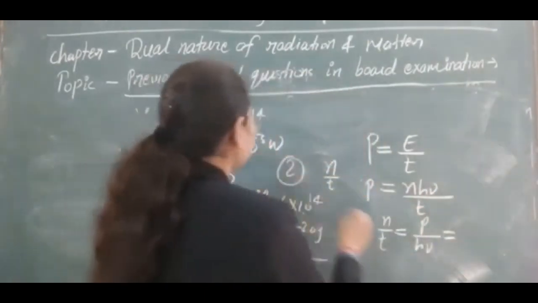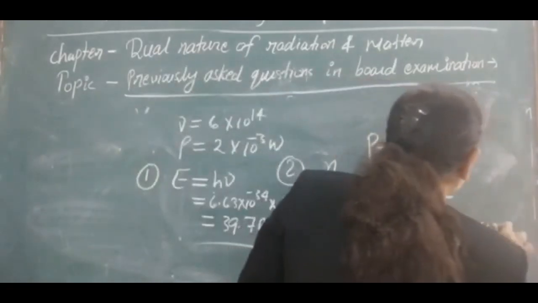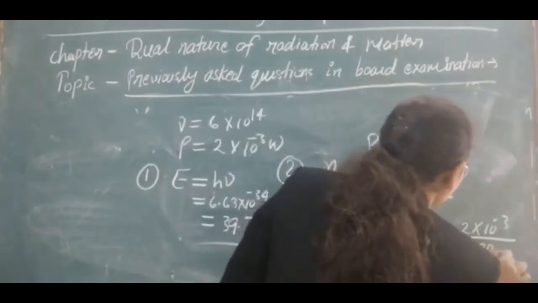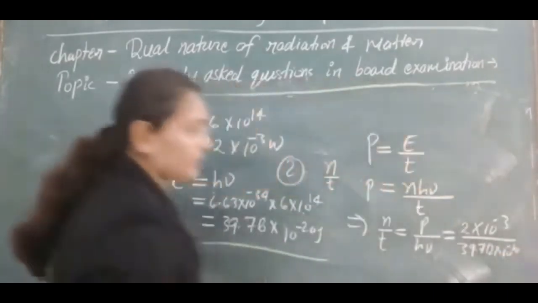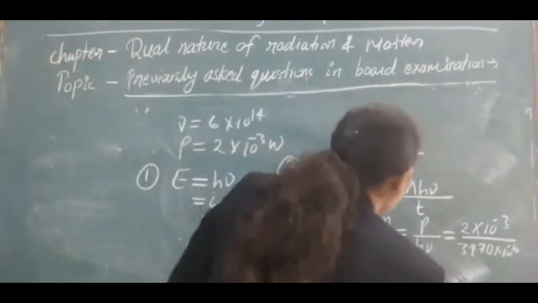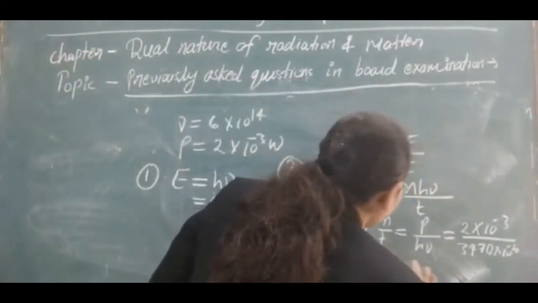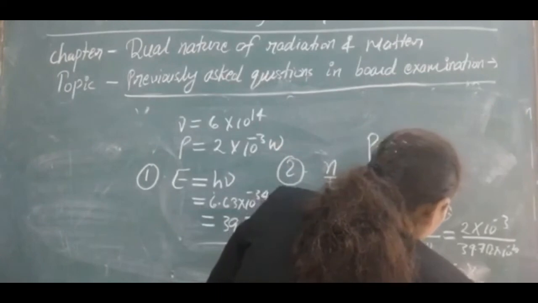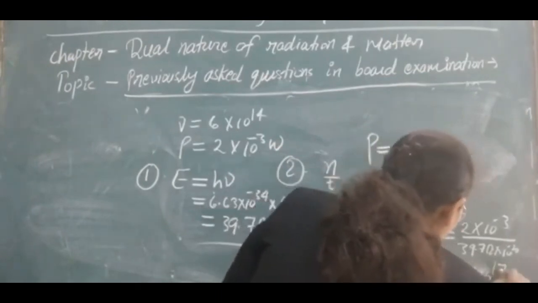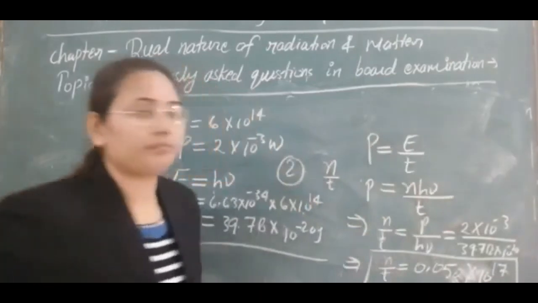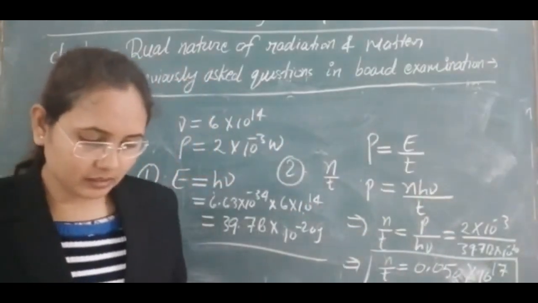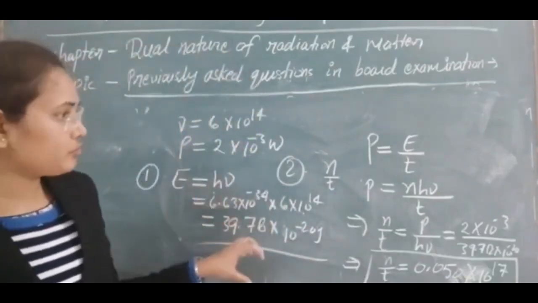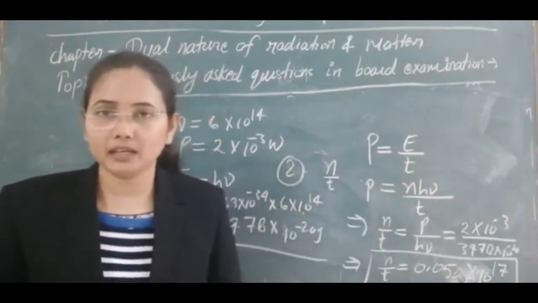As power is given to us, that is 2 into 10 to the power minus 3, and the energy we have just calculated is 39.78 into 10 to the power minus 20. If you solve it, it will give us the average number of photons emitted per second, which is equal to 0.050 into 10 to the power 70. Clear? So this is our answer here. This question is asked as a 3 marks question. Using simple conceptual things, you can explain such problems.